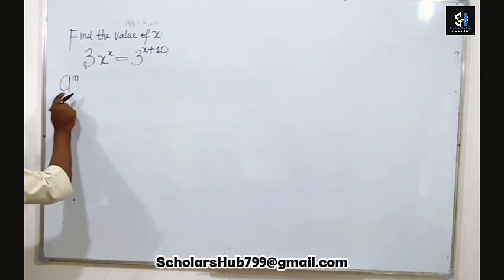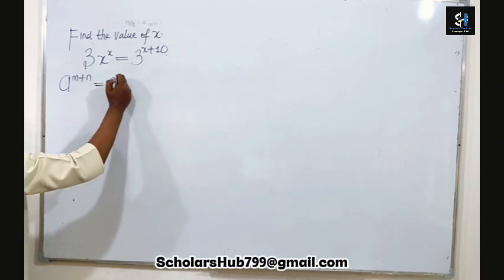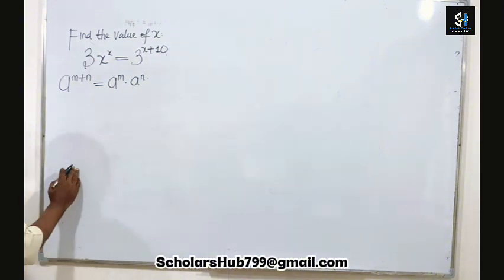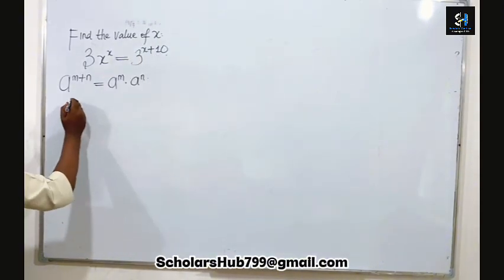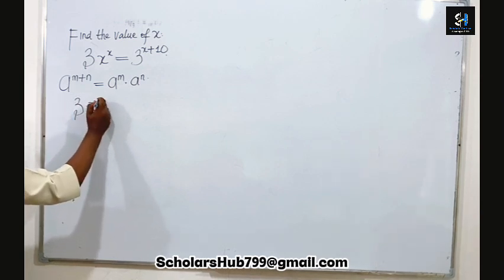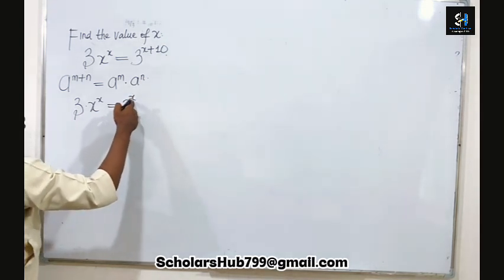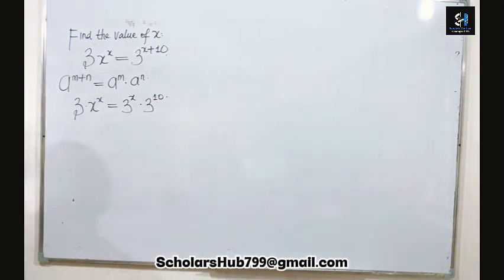That is the property that if we have an exponent m plus n, this will be equal to a raised to the power of m times a raised to the power of n. I'm going to apply that to the right hand side. So we have 3^x times x^x equals 3^x, then multiplied by 3^10.